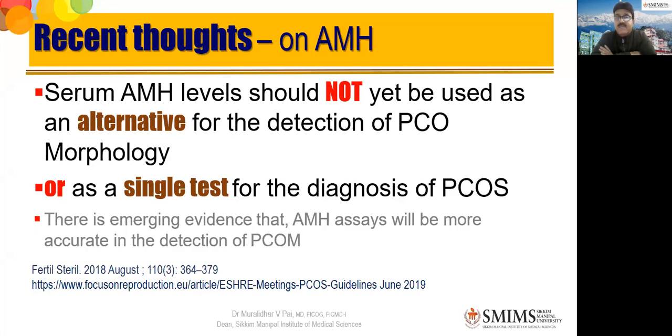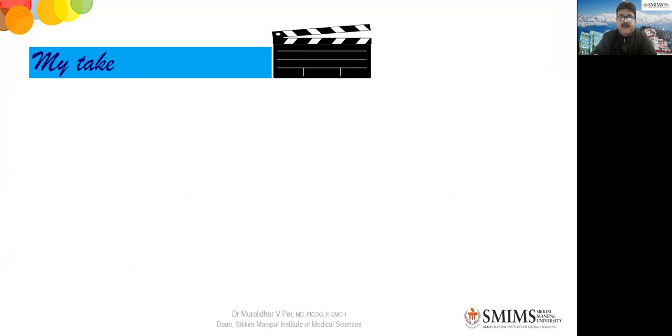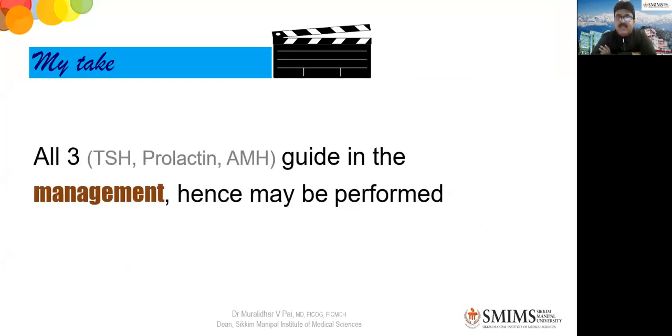There is emerging evidence that AMH assays will be more accurate in detection of PCOM, that is morphology. What is my take? You may estimate TSH, prolactin, AMH also. They may guide in the management, hence it may be performed. So in addition to treating PCO with ovulation-inducing drugs, you may have to bring down the TSH level. Usually in infertility, we say it should be less than 2.5. If there is prolactin, we have learned in the prolactin class that even with normal ovulatory cycles, if there is hyperprolactinemia, there can be infertility. So it has to be brought under control. And AMH, I have talked enough.